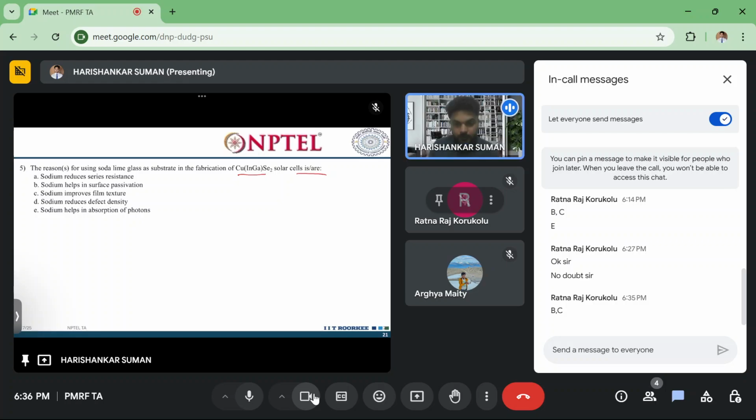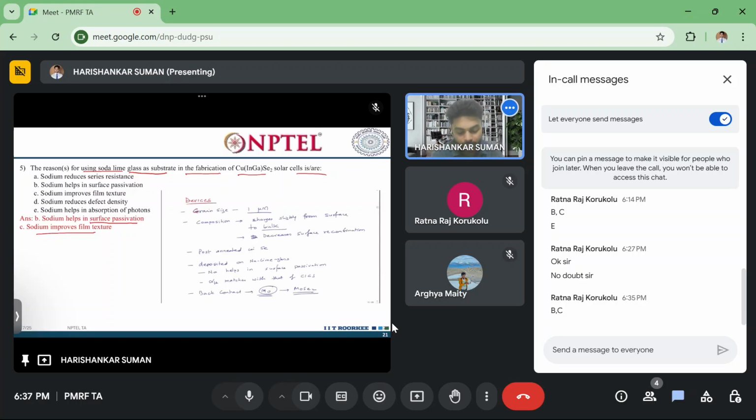So your answer is B and C. Good, your answer is correct. B and C: sodium helps in surface passivation and sodium improves the film texturing.